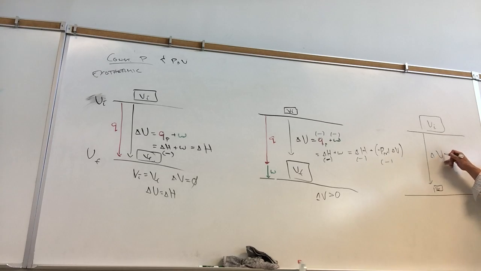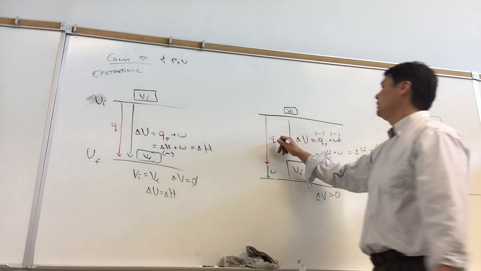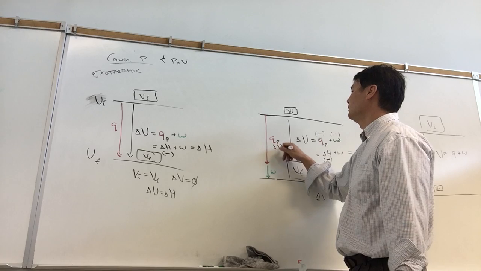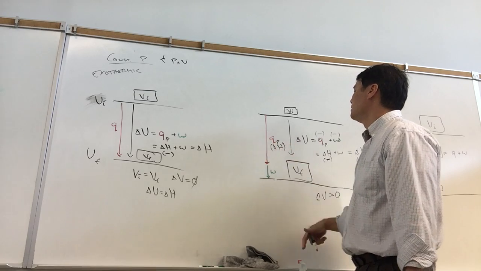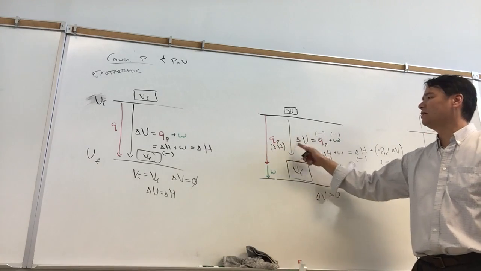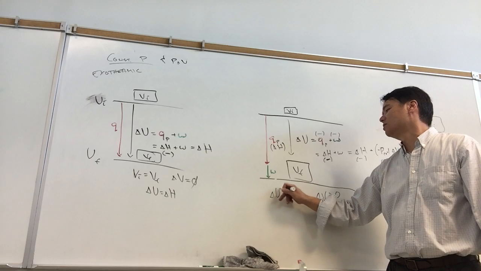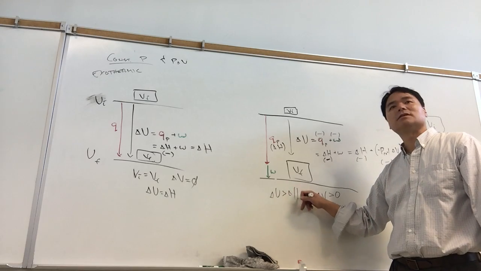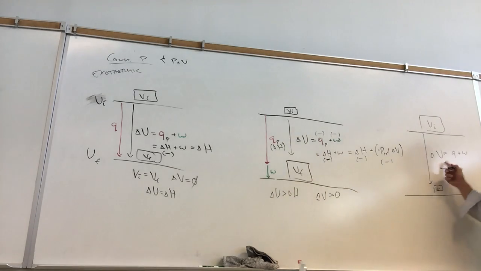But here, when we look at this, delta U is equal to Q plus W. In other words, this is QP, which is delta H, right? And so which one's bigger, delta U or delta H? Well, delta U is greater than delta H. Do you see that? Now we go over here.